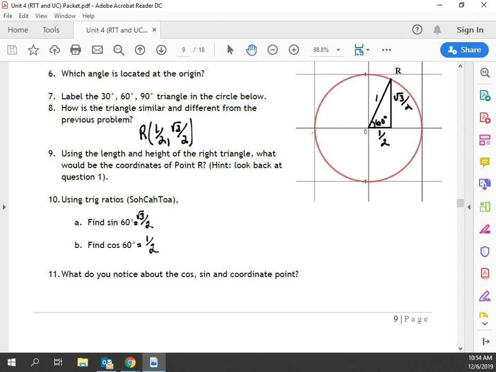And of course, again, what do you notice about the sine and cosine and the coordinate points? Sine, I'm going to write it again, is the y value, or y coordinate. Cosine is the x coordinate.